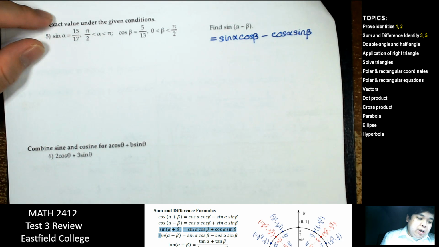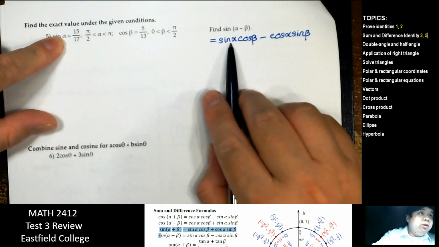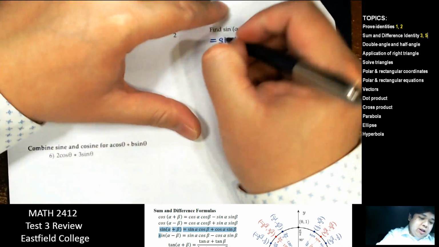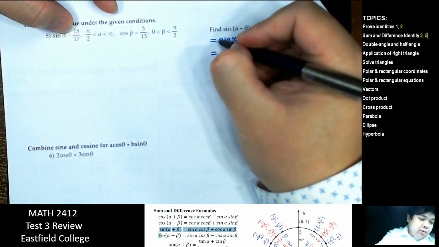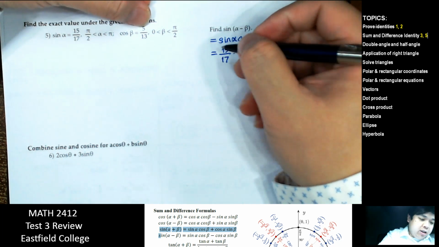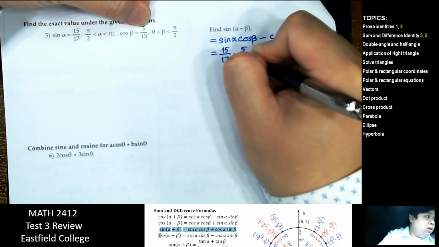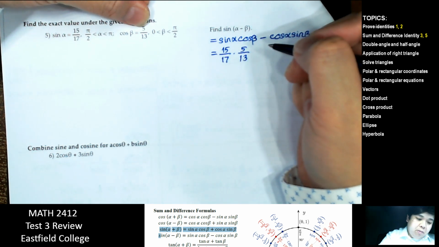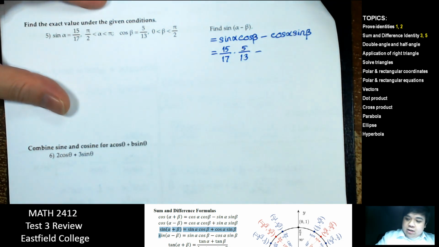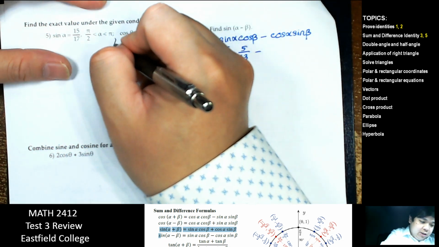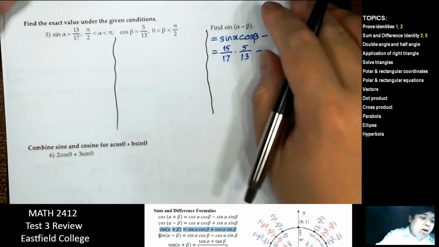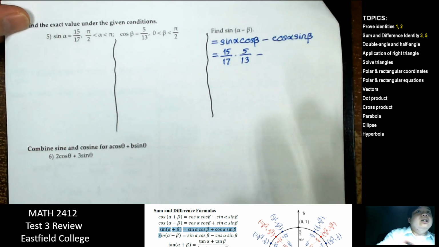Right. So let's see what we have. We have sine of alpha and we have cosine of beta. So we know those two. I'm just going to say sine alpha is 15 over 17, cosine beta is 5 over 13, and minus, we do not know either one of these. So we can do that rather easily.